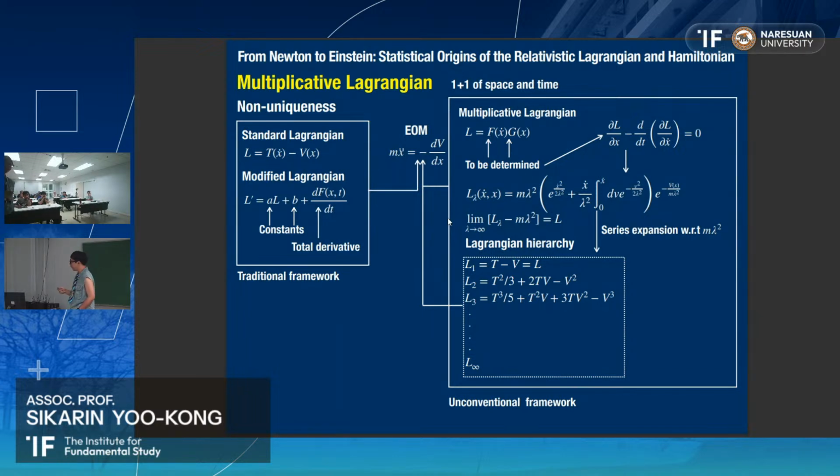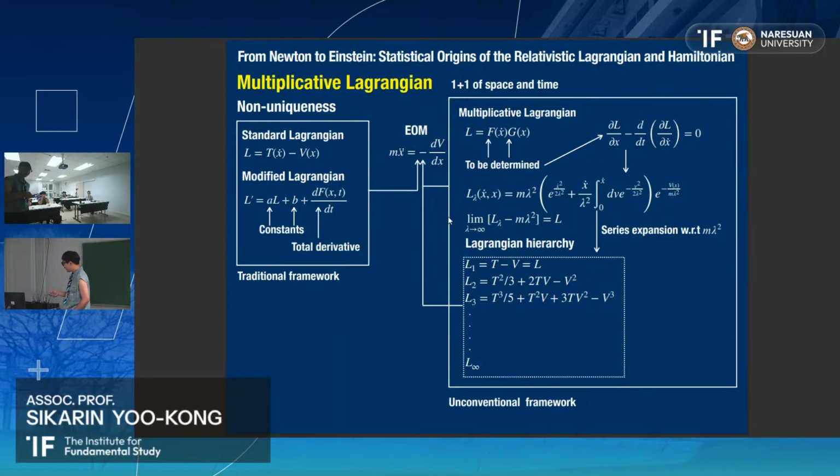A very interesting point is that you can look at this Lagrangian as a generating function, maybe. If you expand this Lagrangian with respect to m lambda square, you will get an infinite hierarchy of Lagrangians, and all of them produce the same equation of motion. So I put the whole thing as an unconventional framework.